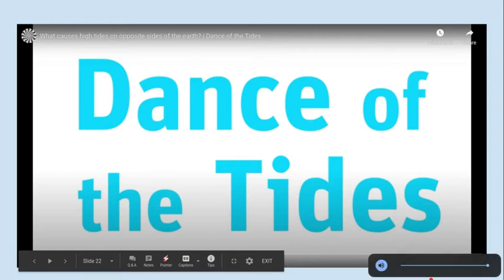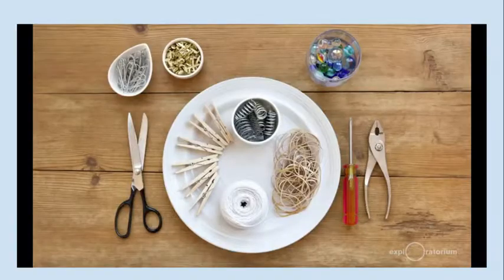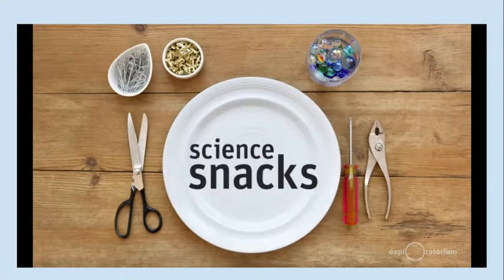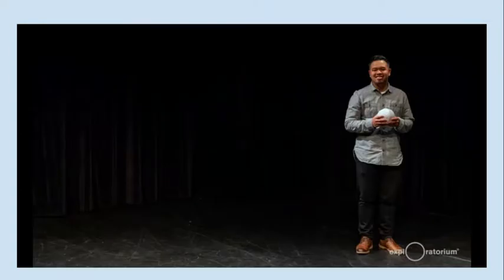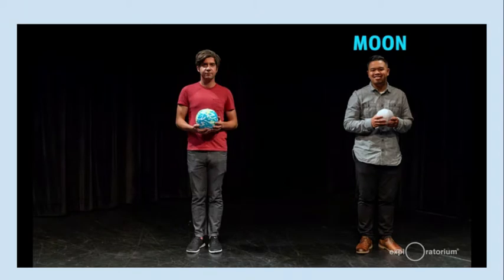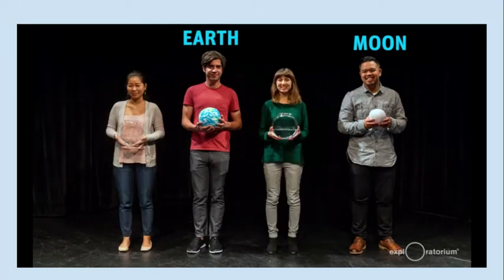Hi, this video is called Dance of the Tides, and it's going to explain why we have a high tide not just on the moon side of the Earth, but also on the far side, the side furthest from the moon. In our demonstration, we have one person who's going to be the moon, one person who's going to be the Earth, and two people who represent the ocean on either side of the Earth.